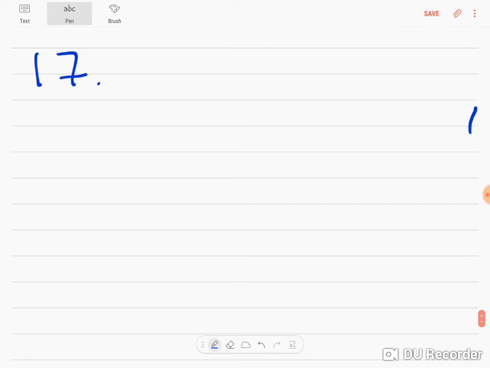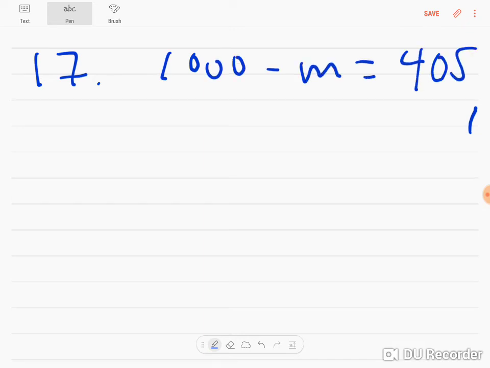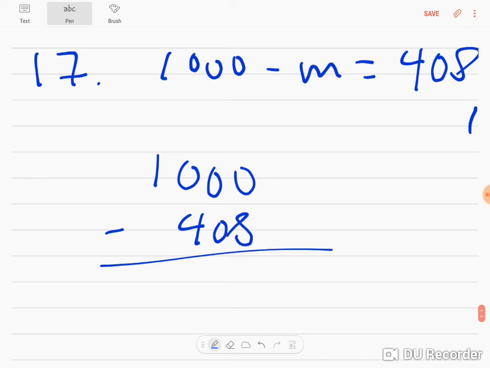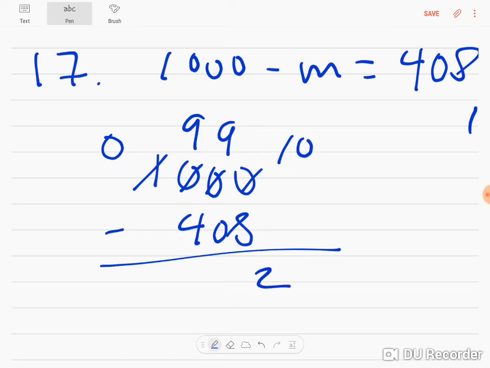17. It says 1,000 minus m is equal to 408. What do you do for this problem? You just take 1,000 and you minus 408. You got to borrow. That's a 0. This becomes a 9. This is a 9 and this is a 10. 10 minus 8 is 2. 9 minus 0 is 9. 9 minus 4 is 5. M equals 592.